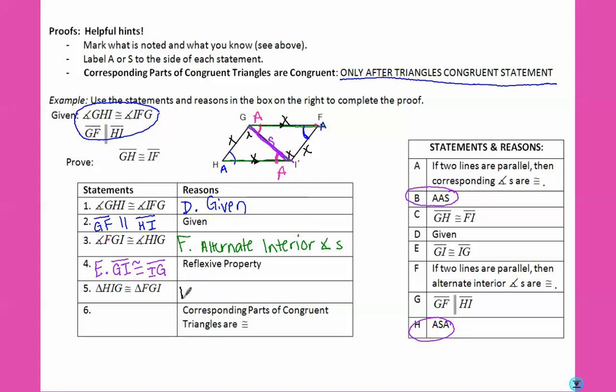So it's letter B, angle, angle, side. Now that I've proven the two triangles are congruent, I can prove that GH is congruent to IF. GH is congruent to IF because the triangles are congruent. Therefore, all their parts are congruent.